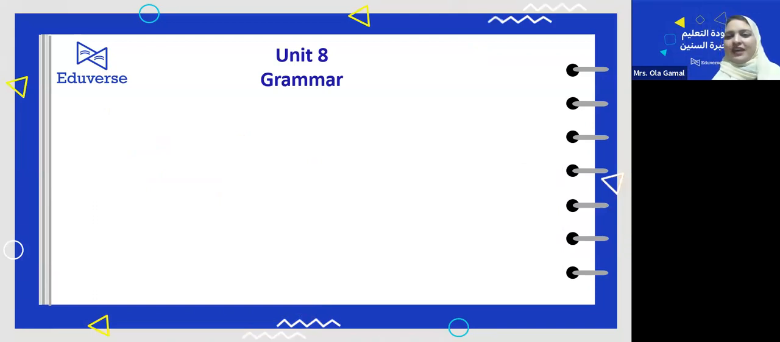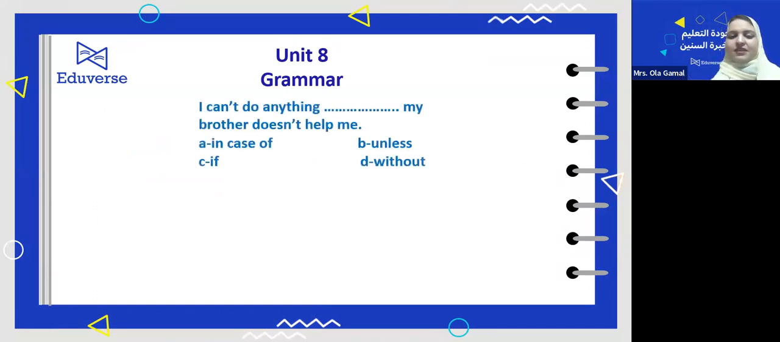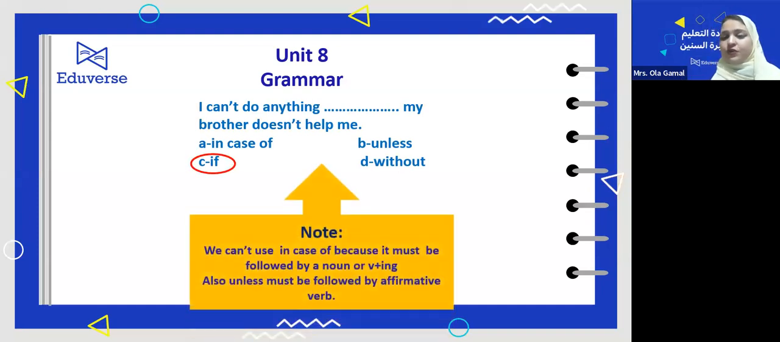Here we're going to move to Unit 8 grammar. As you see, I can't do anything. My brother doesn't help me. Here we need an expression for conditional. So it's going to be: I can't do anything if my brother doesn't help me. So you are waiting for your brother to help you in this. So you can't do anything without him.